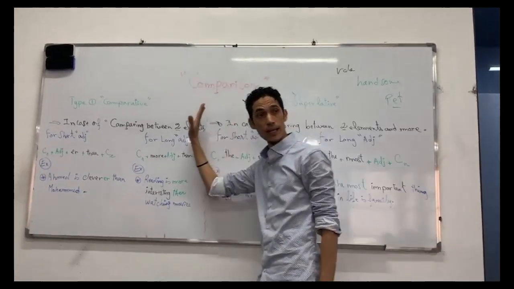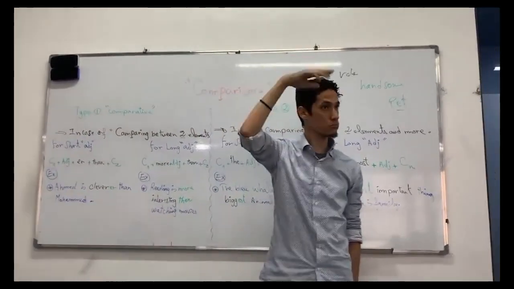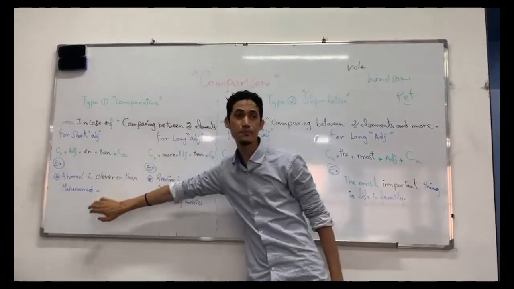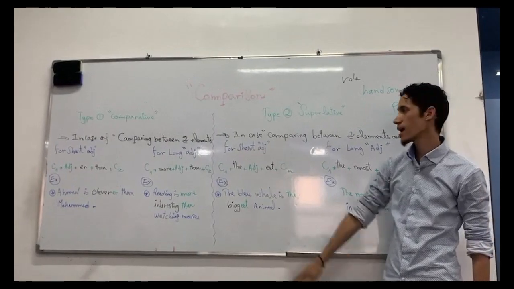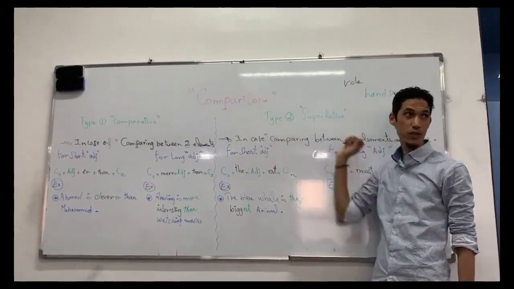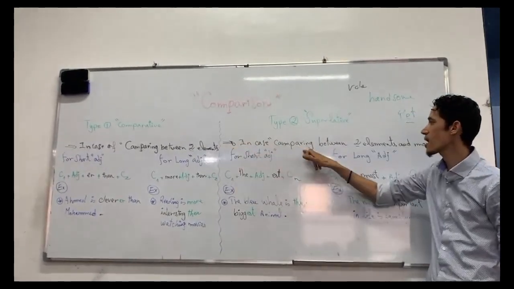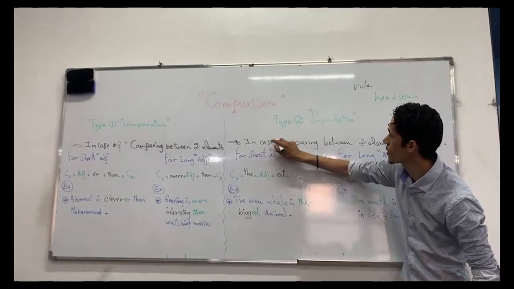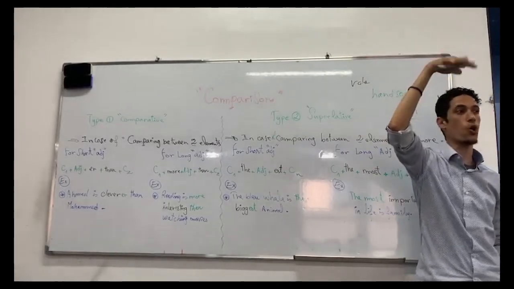Any question here? In the case of comparing two elements, they want them to be short and longer, and these are examples. Good? We pass? Anyway, type number 2 with the superlative. Superlative, what is it? It is the case of comparing between two elements or more.